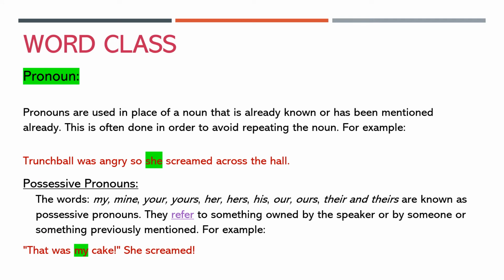Pronoun. Obviously we've got that word noun in it, so we know it's similar or related to nouns. Pronouns are used in place of a noun that is already known or has been mentioned already. It's often done to avoid repeating the noun, making your work more interesting. For example, Trunchbull's angry, so she screamed across the hall. We know it's Trunchbull that's screaming across the hall because she's already been mentioned. The sentence does not have to read, Trunchbull is angry, so Trunchbull screamed across the hall, as that does not sound as interesting as using a pronoun.